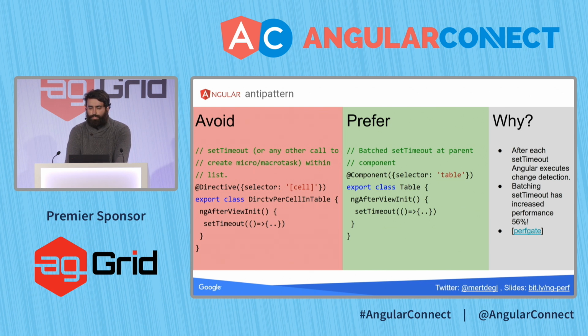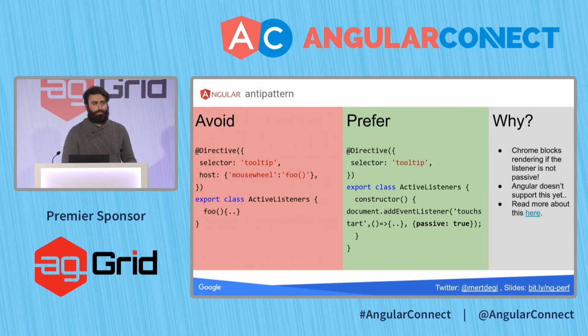Batching these microtasks turned out to be a great idea. We saw almost 60% improvement in script time because we were doing setTimeout within a child component of a list-like component. So if in a cell in a table we were doing setTimeout, and you have a table with 1,000 cells, that means 1,000 setTimeouts. That means thousands of change detection cycles. And we batched those by just doing it on a higher level. So that might be something you want to consider as well to improve performance of these components.